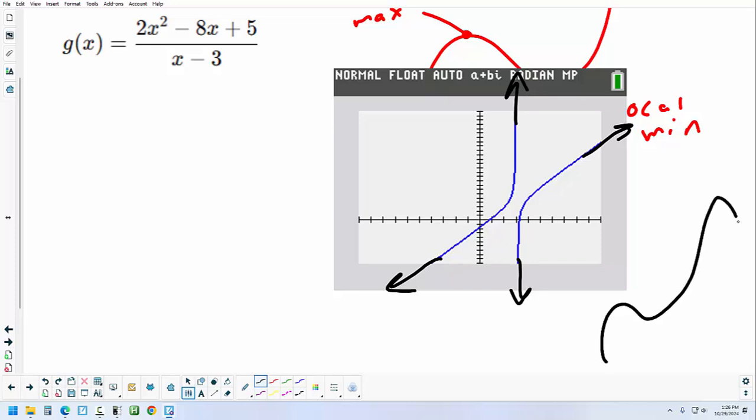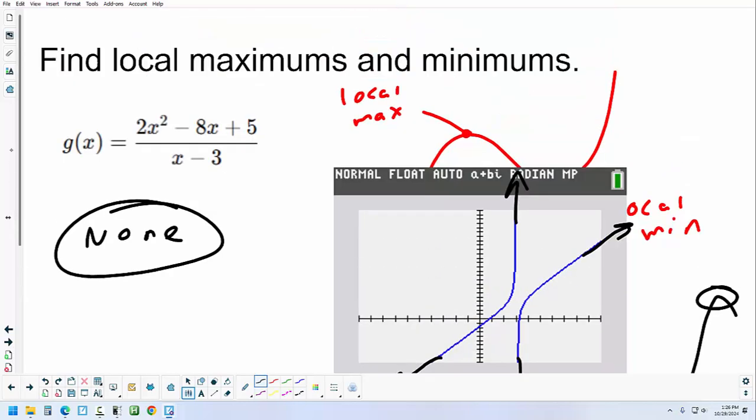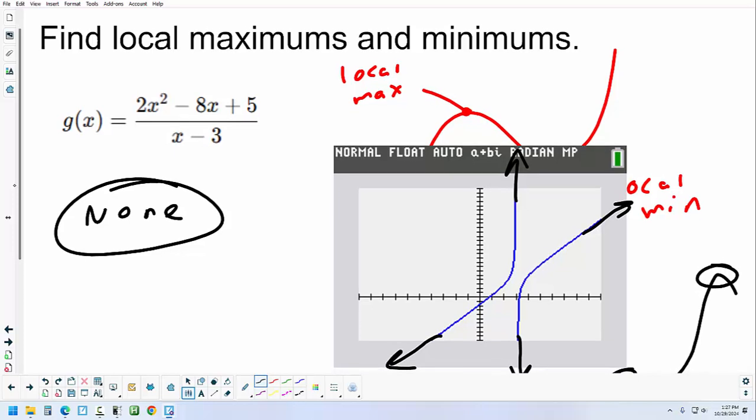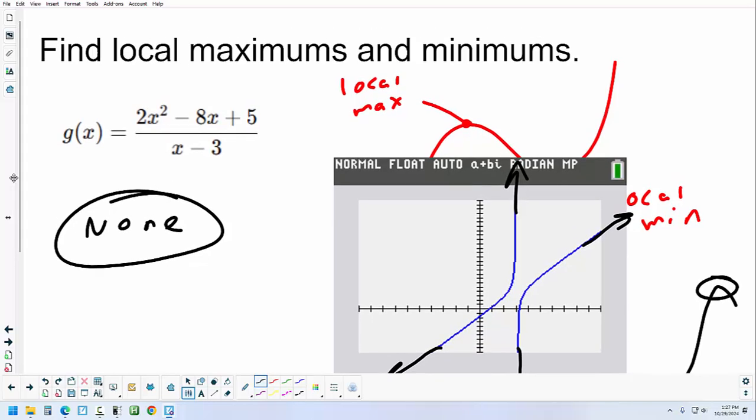Okay, that's how you get a local maximum or a minimum. That's a max, that's a max, that's a min. This graph doesn't do that. So for this one, we just say none. There are no local maxes and mins, and that is possible. Okay, we will do one where there are. And if the next one doesn't work out that way, I'll fix it. Any questions on that one? There are none.